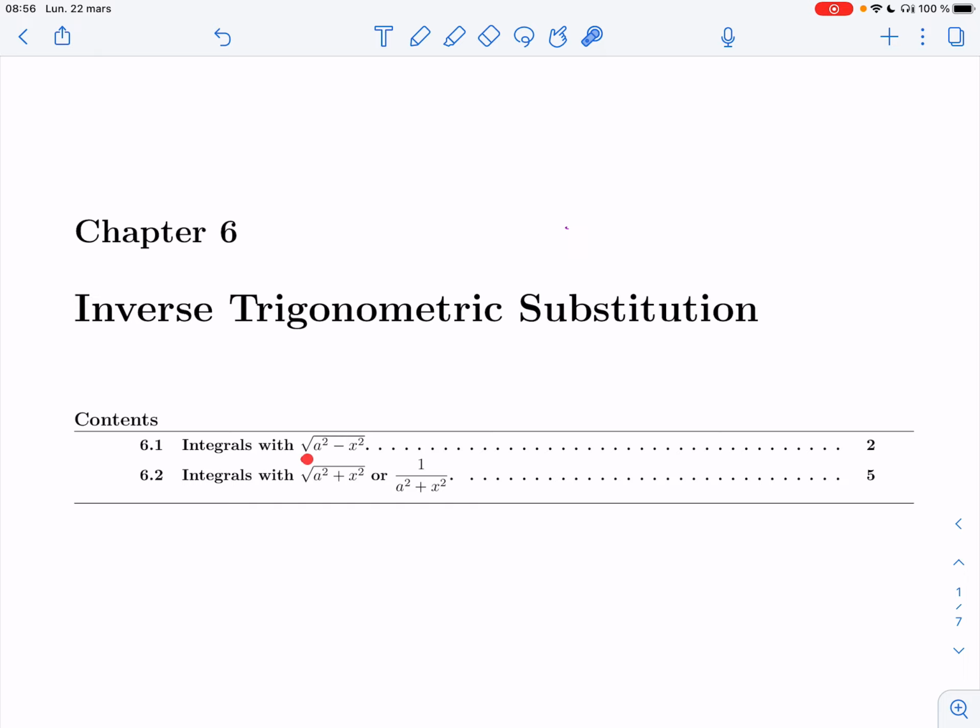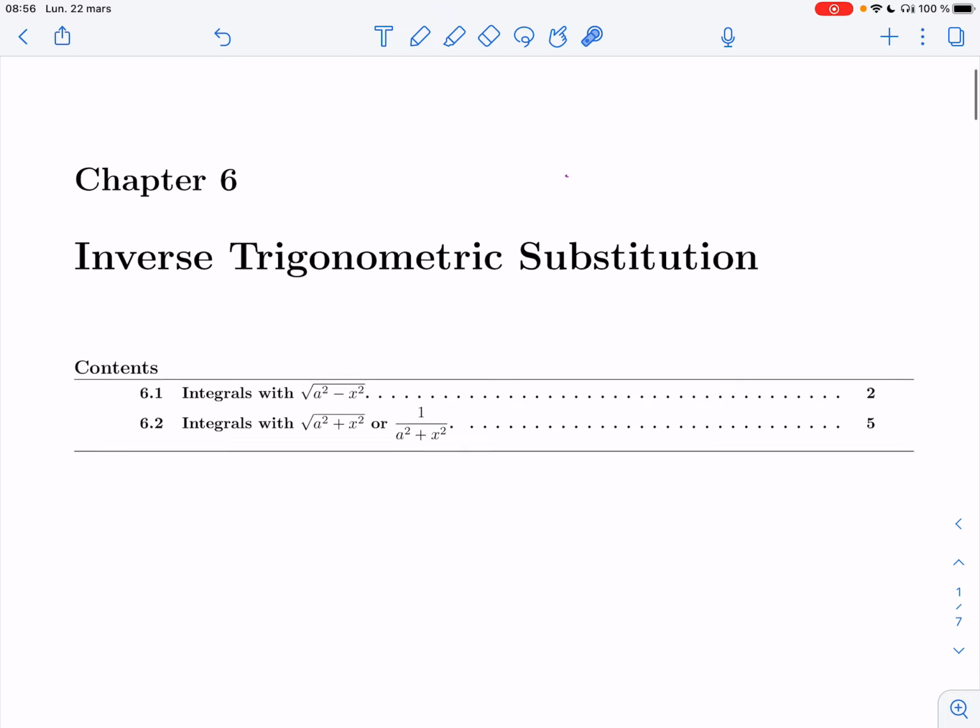You'll apply it when we have this type of square root, so a constant minus x squared, a constant plus x squared, or you can also apply it if you have a constant plus x squared in the denominator, even if there isn't a square root. All right, so let's look at the first case.